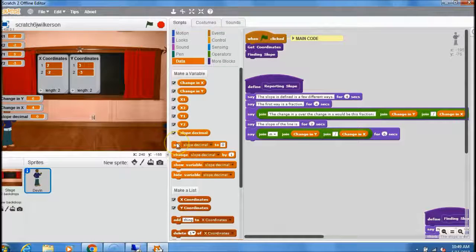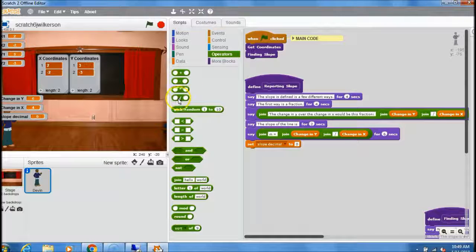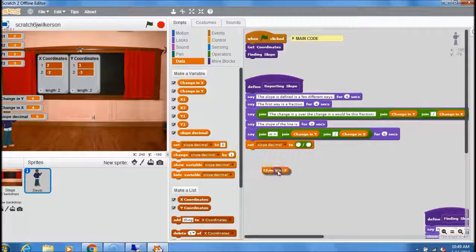And let's set our slope decimal equal to, well, we know what it is. It's change in y divided by change in x. So we better get our division operator. And let's do that. Change in y over change in x, and it will actually compute that for us. Alright, so we've got that new marker over here, this variable block. So let's report that. Let's see what it tells us.